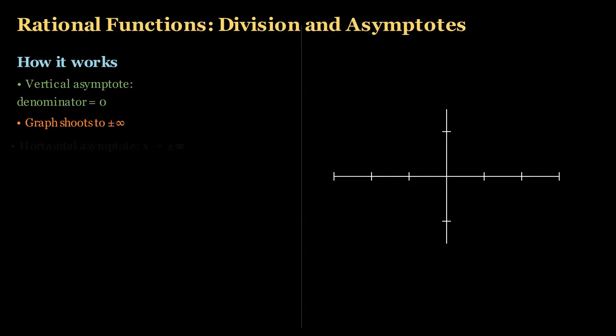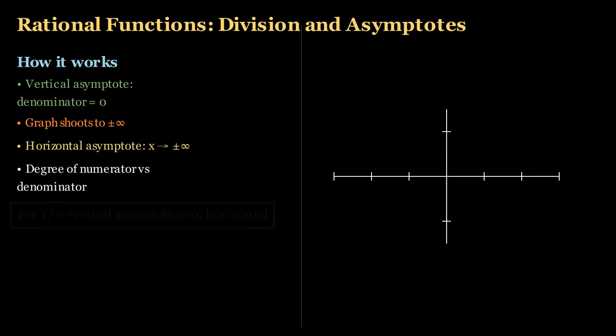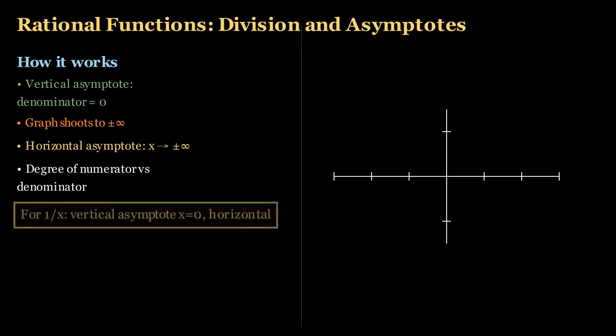A horizontal asymptote is different. It's about what happens when x gets very large, heading to positive or negative infinity. For 1 over x, 1 divided by a giant number is nearly 0, so the graph levels off along the line y equals 0. In general, we compare the degrees of the numerator and denominator polynomials. If the denominator's degree is larger, the horizontal asymptote is y equals 0. If they're equal, it's the ratio of the leading coefficients.